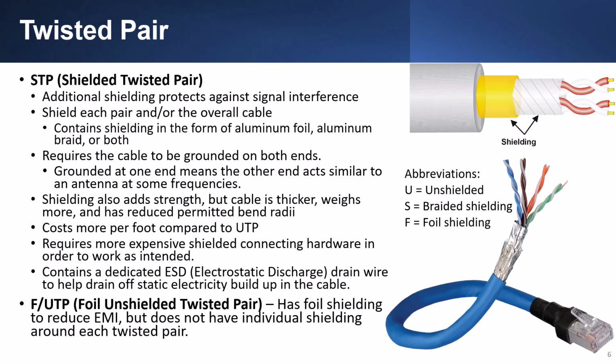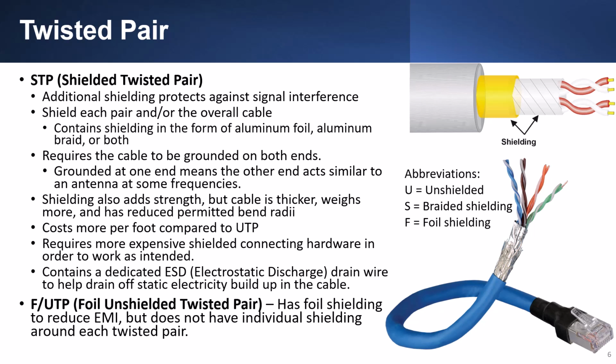It requires the cable to be grounded on both ends. Grounded at one end means that the other end acts similar to an antenna at some frequencies. Shielding also adds strength, but cable is thicker, weighs more, and has reduced permitted bend radii. It costs more per foot compared to UTP. It requires more expensive shielding connecting hardware in order to work as intended. And it contains a dedicated electrostatic discharge drain wire to help drain off static electricity buildup in the cable.